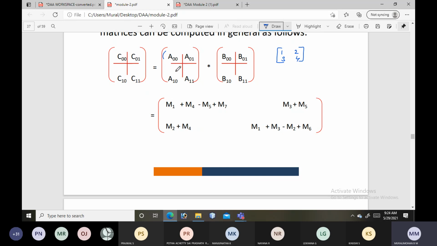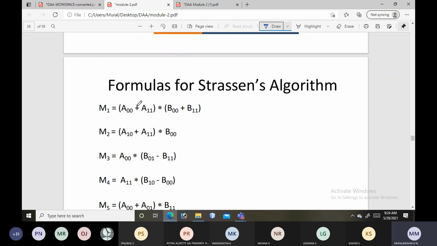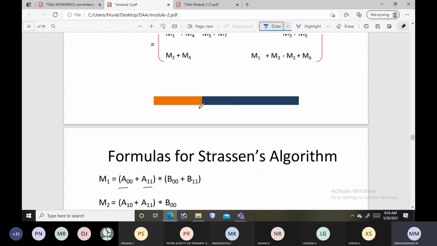Okay. So we are dividing this. Now we are taking these 4 elements as a single element, A00. Now first we will calculate A00 plus A11, into B00 plus B11. You just see here what is happening.